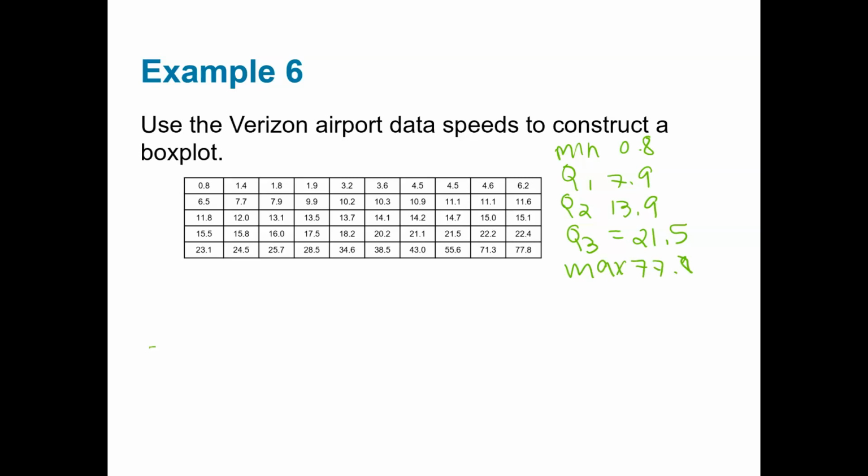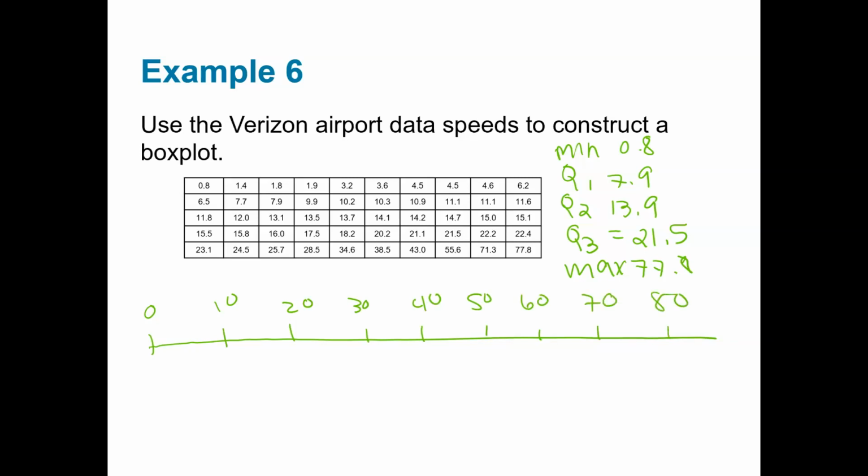So I'm going to draw my number line, and I go from essentially 0 to 80, so I'll probably go by tens here. 0, 10, 20, that was not very good. Let's try that again. 0, 10, 20, 30, 40, 50, 60, 70, 80. I'm going to put dots at the min and the max. So that's almost to 0 and that's almost to 80. And then I'm going to draw lines on each Q1, Q2, Q3. So 7.9 is about there, 13.9, and 21.5.